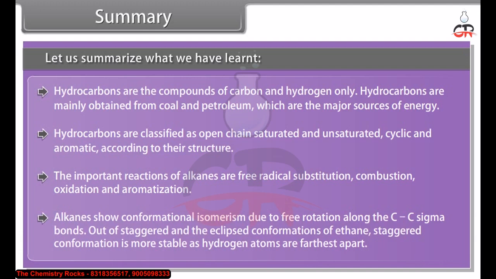Alkanes show conformational isomerism due to free rotation along the C-C sigma bonds. Out of staggered and eclipsed conformations of ethane, the staggered conformation is more stable as hydrogen atoms are farthest apart.